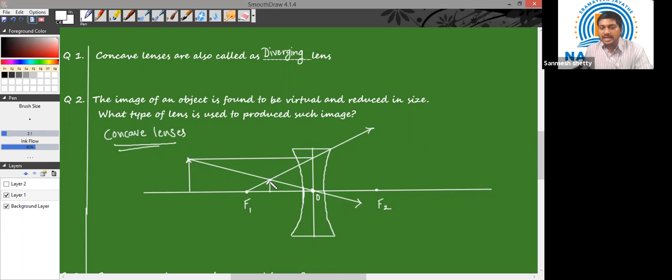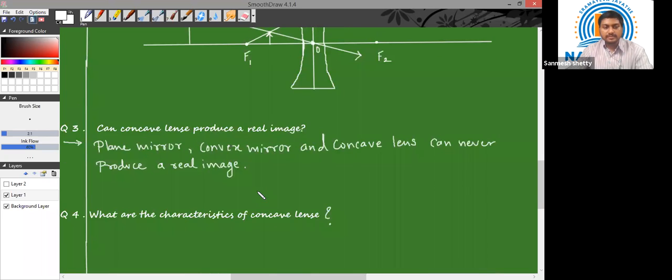As we can see, the image formed is virtual because the light rays don't actually intersect, they appear to intersect at this particular point. Also the image is reduced in size. As we can see, the image is smaller in size as compared to that of the object. So only concave lenses can produce such kind of images. Let us proceed further to the next question.